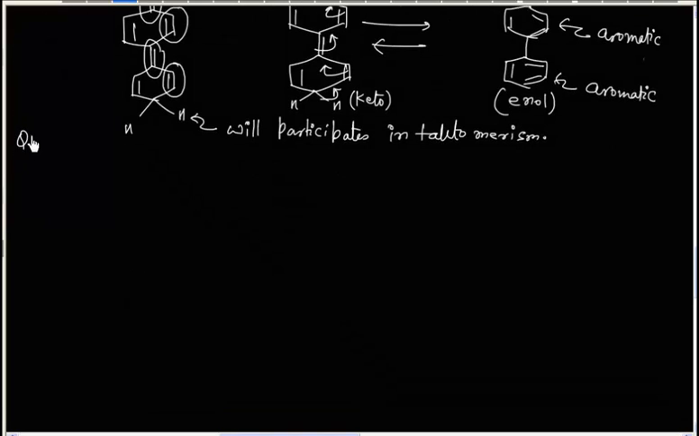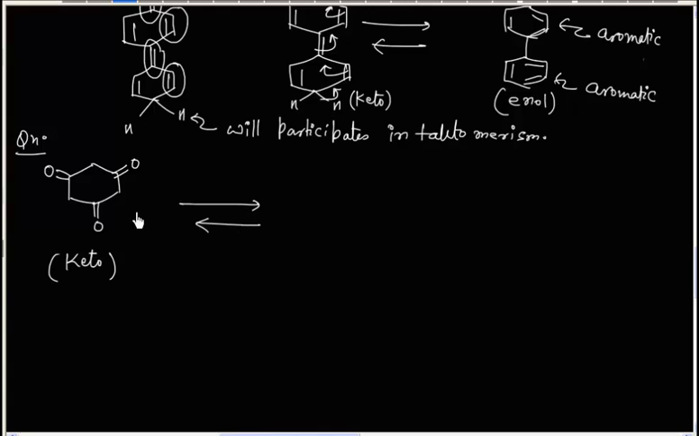So let us try this problem. We have to write the enol form. So this is the keto form. This time we can do three times tautomerization, or we can say three hydrogens participate in tautomerization. This goes here. Similarly, we can have a double bond at these two carbons, a double bond here and one double bond here.